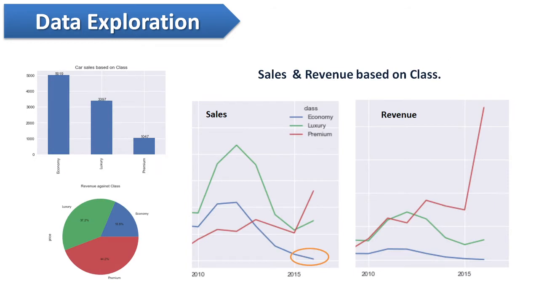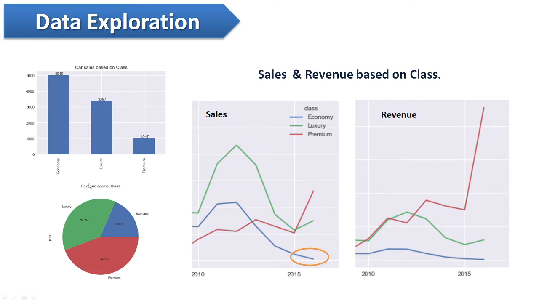There are a few charts which talk about sales and revenue based on class. The dataset has a price, and we categorized those cars into economy, luxury and premium cars. We can see the maximum number of sales from the economy class, followed by luxury and premium, which is expected.